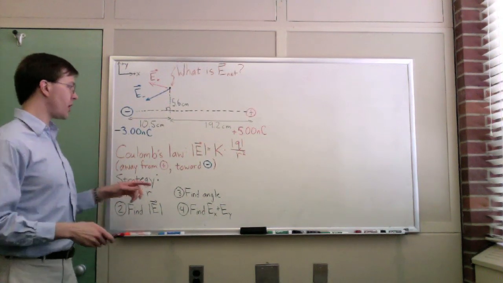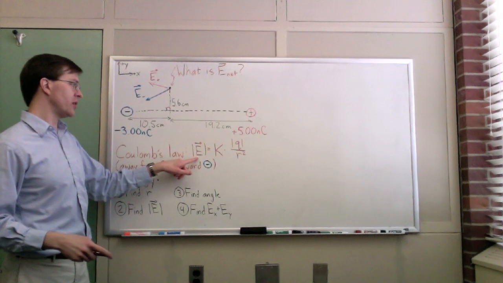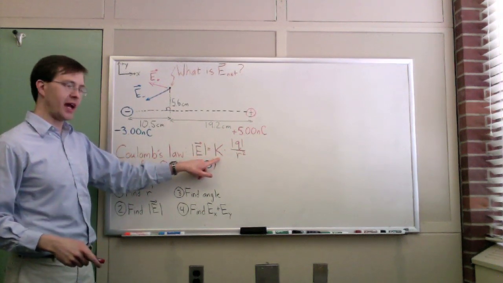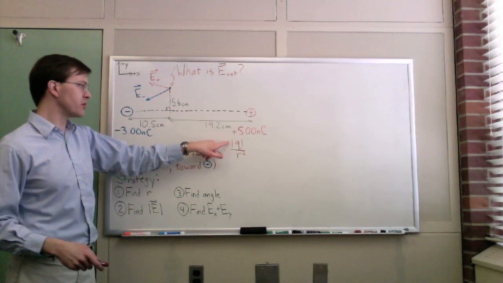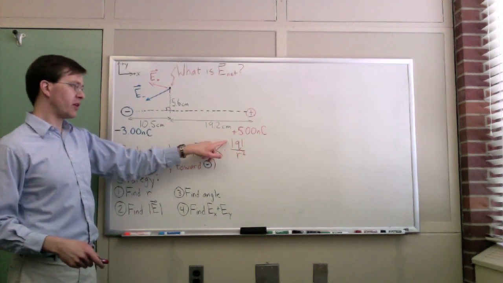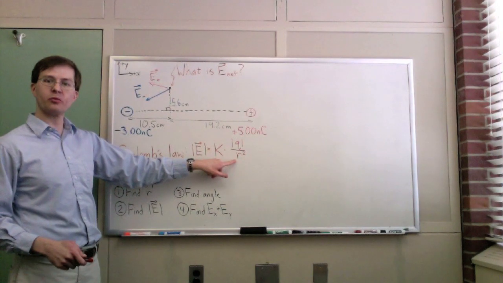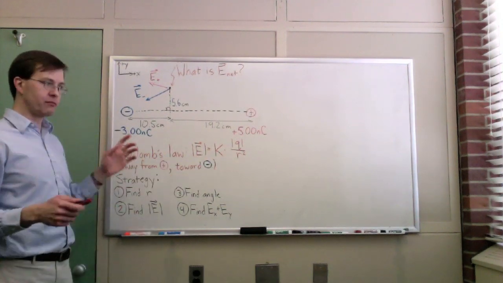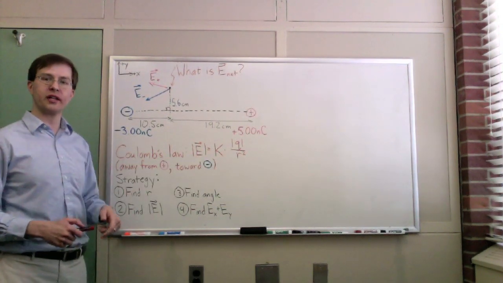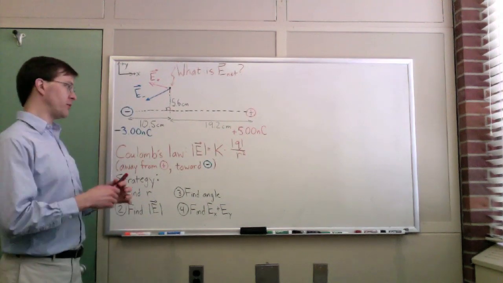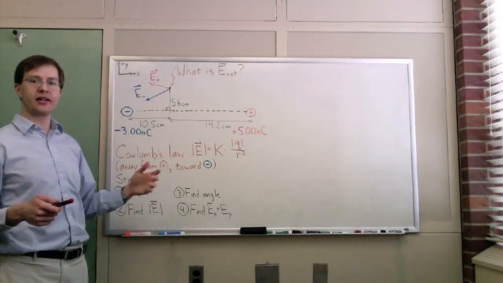We all know Coulomb's law. The statement is the magnitude of the field is equal to Coulomb's constant K times the absolute value of the charge giving the field divided by the distance squared from the charge to the point where you're measuring the field. And as we know, away from positive toward negative charges is the direction. We have to get a vector, magnitude and direction, that's our deal.